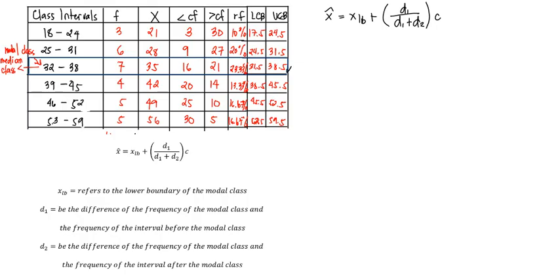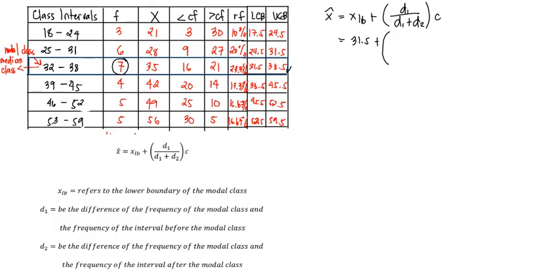For this case, that is still the same as the median class, which is 32 to 38. So that is still our modal class, and it still has the same lower boundary, which is 31.5. We take note of that.